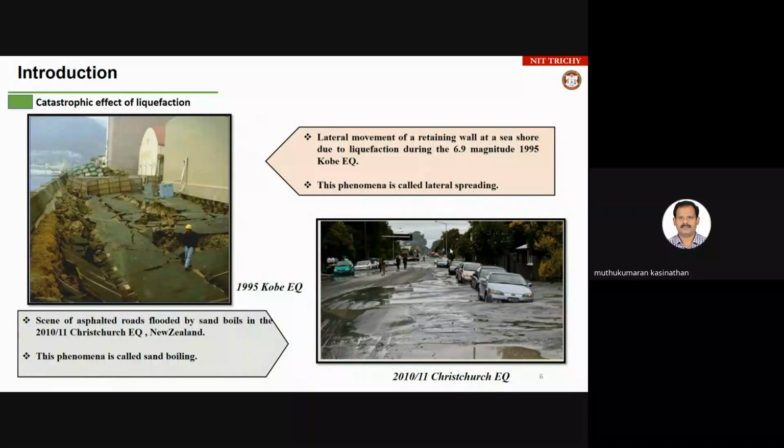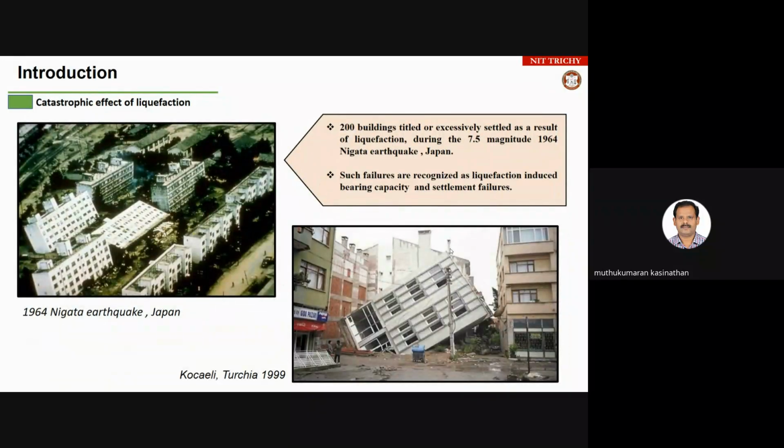Okay, so I was just showing these figures, the problem related with liquefaction.